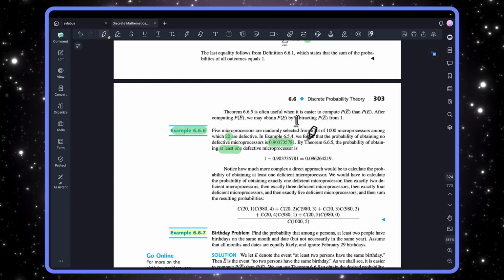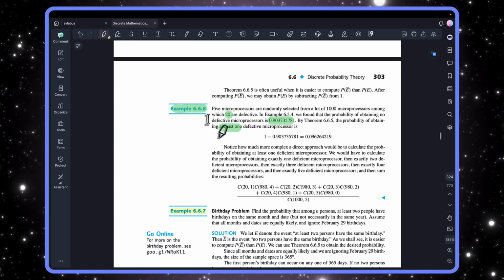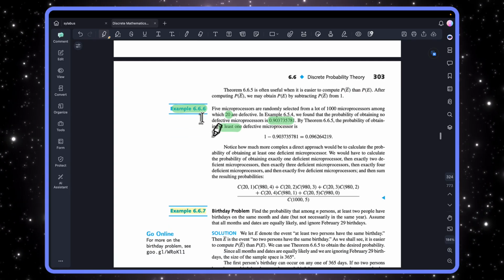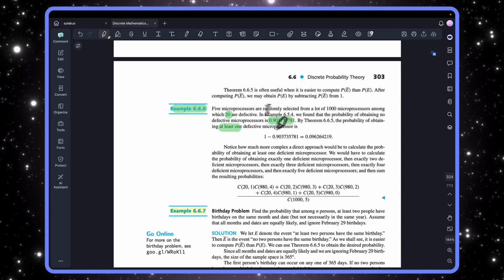So this is probably an example. Here we go. Let's take a look at this. Example 6.6.6. Okay, so remember this.